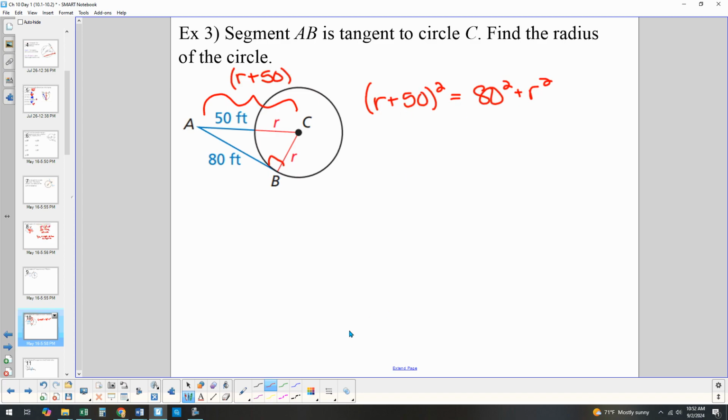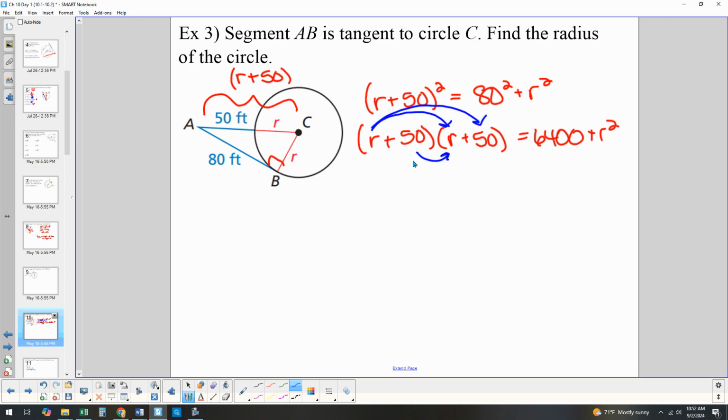We have to be careful with our r plus 50 squared. That's really r plus 50 times r plus 50. And that means we have to distribute or FOIL, depending on how you learn that. Right? Everything in the first set of parentheses goes to the second. So the first thing goes to both, the second thing goes to both. So r times r is r squared. r times 50 is 50r. 50 times r is 50r. And 50 times 50 is 2500.